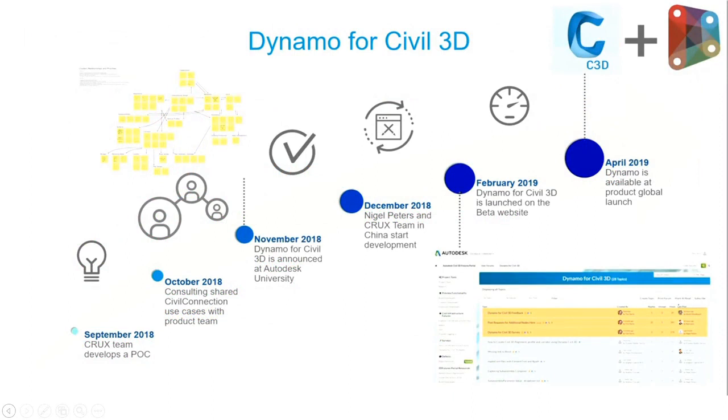A very quick introduction. Dynamo has been with Autodesk since September 2018, right? It was not open to the public. The Crux team at Autodesk developed what we call a proof of concept early on. Then the consulting team used this Dynamo proof of concept with some of our major customers in the region and worldwide to validate it. Then there was an announcement of Civil 3D with Dynamo at Autodesk University in December 2018, with Nigel Peters. You can check his material online. He's the transportation manager at Autodesk.